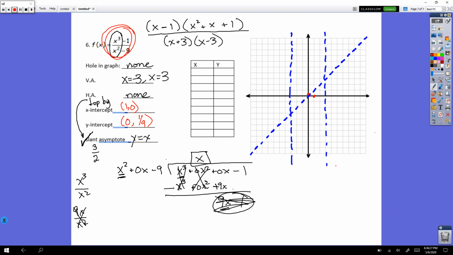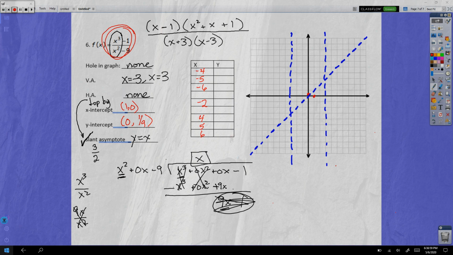So I need 3 x values to the left of -3. So we'll use -4, -5, and -6. In the middle, I just need one more point. So we'll use -2. Why not? You could have done 2, -2, however you want to do it. On the right side, we'll use 4, 5, and 6. Alright, so let's go back to Desmos and check out our table.